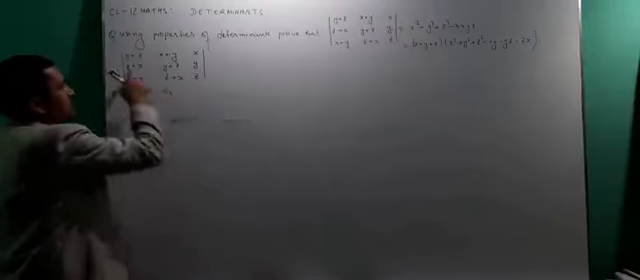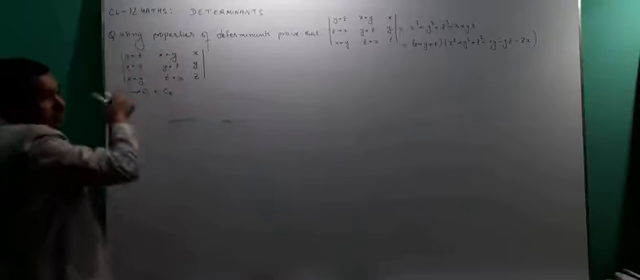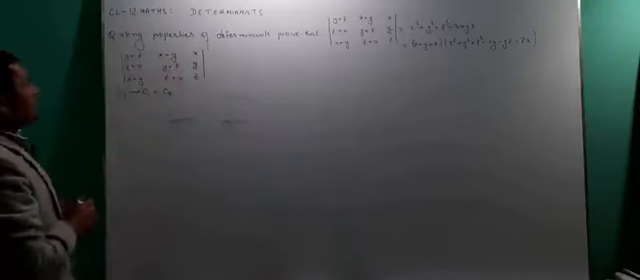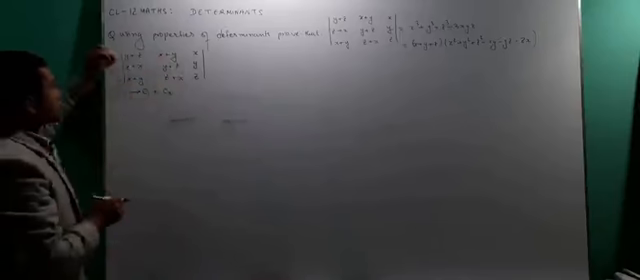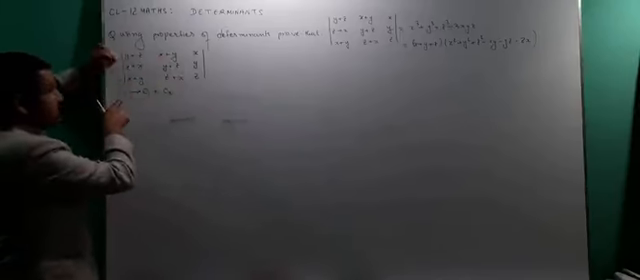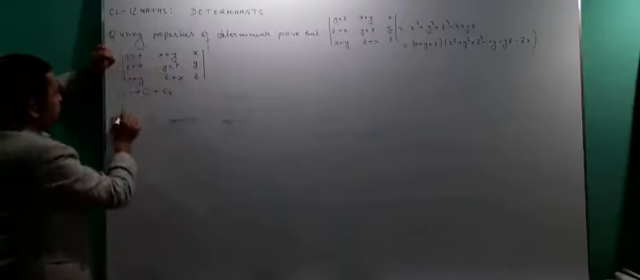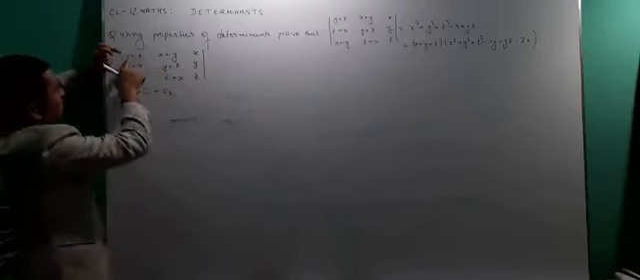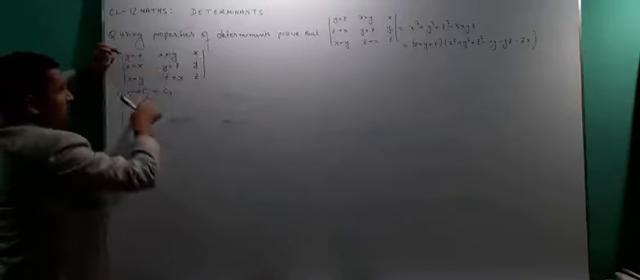C1 plus C3 will only give x plus y plus z. Okay. Now let's apply this operation formula here. Only C1 is going to change, others remain the same. Now y plus z is there and x is there. We are adding these two columns.